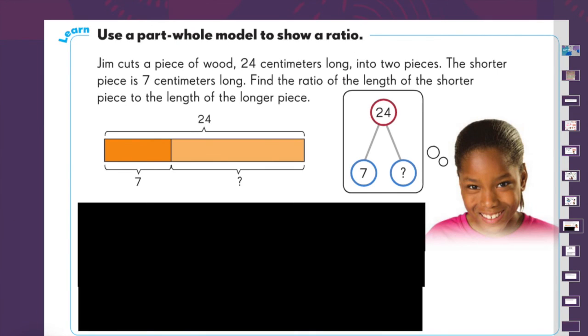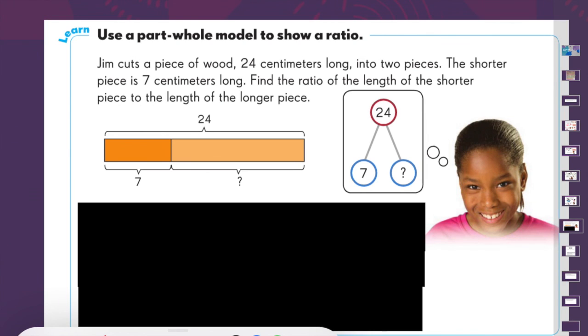Now we can use part-whole models to show a ratio. Let's look at this first problem. It says Jim cuts a piece of wood 24 centimeters long into 2 pieces. The shorter piece is 7 centimeters long. Find the ratio of the length of the shorter piece to the length of the longer piece.